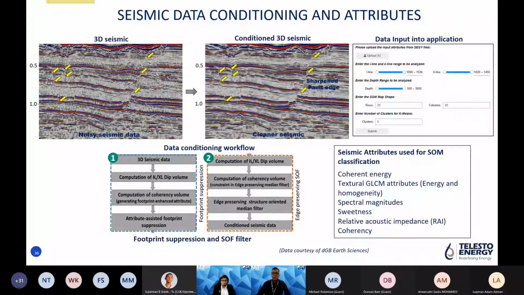The key point that I want to highlight here is the choice of attributes. Here we have chosen coherent energy, textural and GLCM attributes, spectral magnitude, sweetness, relative acoustic impedance, and coherency. The idea behind choosing these attributes is to represent the reservoir continuity, the boundary conditions of the reservoir defined very clearly, and the hydrocarbon presence of the reservoirs.